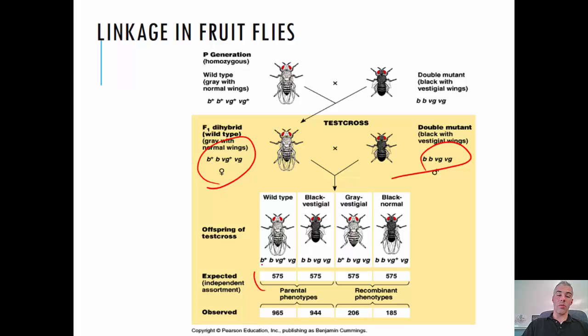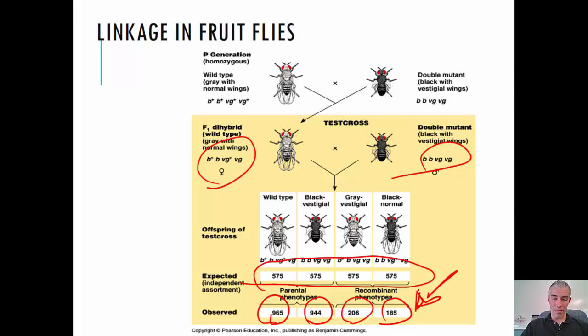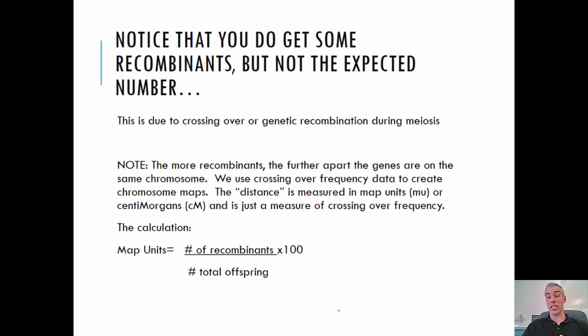And what you expect to get is a 1-to-1-to-1-to-1 ratio if they were unlinked. But notice what happened. Instead of getting a 1-to-1-to-1-to-1, we got way more of the original parental phenotypes and a few of these other ones. Now I said it should be a 1-to-1-to-0-to-0 ratio. So where did these other individuals come from? Now we have way more of the parental phenotypes, but we have a few of what are called recombinants.